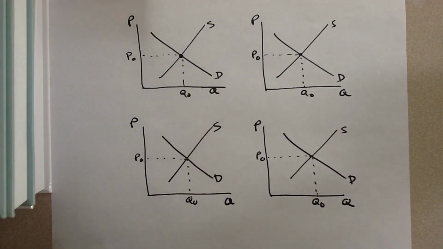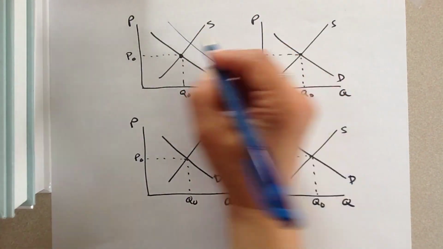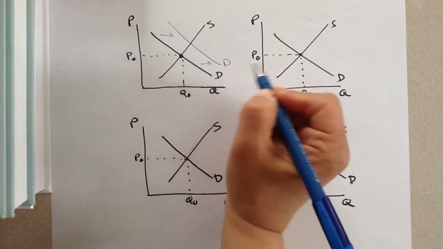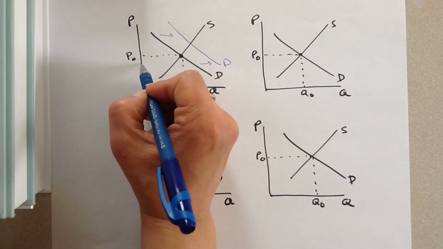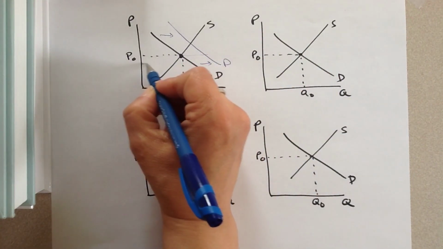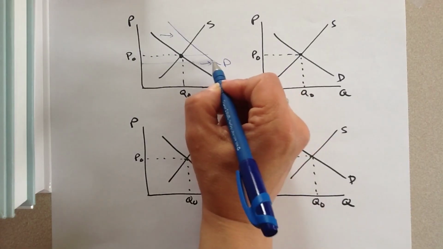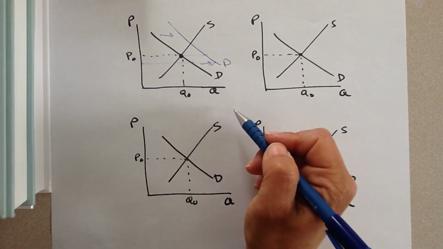So what happens if the demand curve shifts out? So that looks like this. The demand curve is shifting to the right. So at every single price, like this original price, quantity demanded is higher. At this price, quantity demanded is higher. Every point on the demand curve has shifted to the right or shifted out.